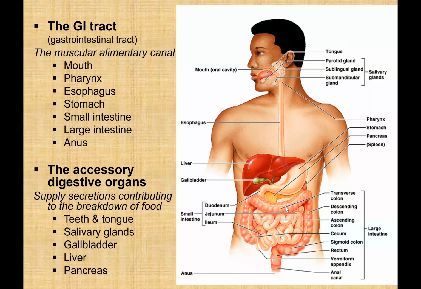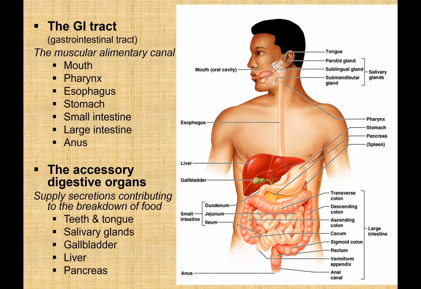The gallbladder secretes bile for emulsification of fat. The liver is also essential in the production of bile and other substances. And then we also have the pancreas, which secretes pancreatic amylase and other substances.